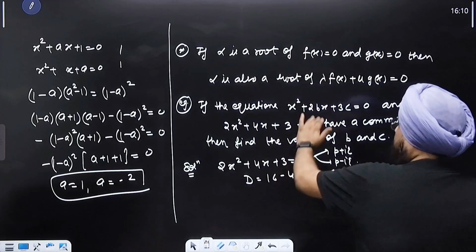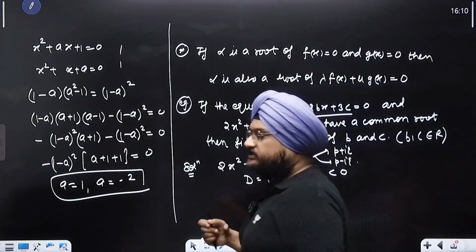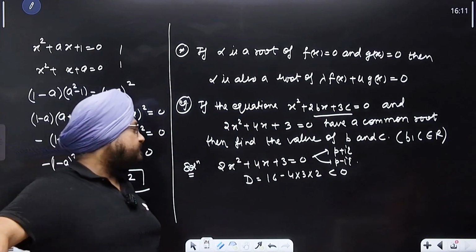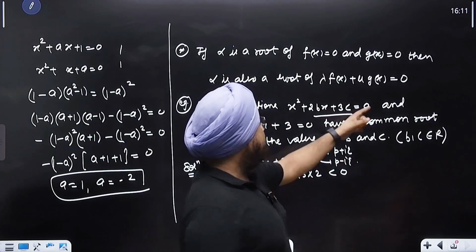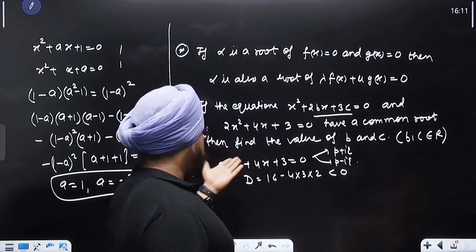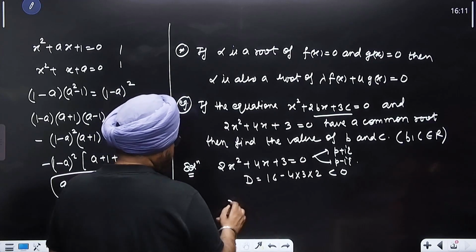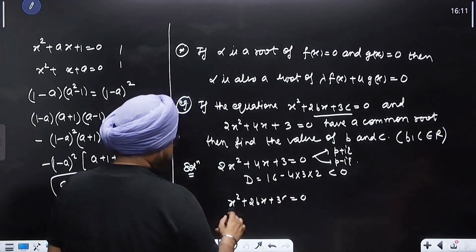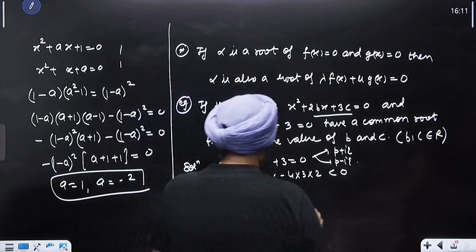These two equations cannot have exactly one root common because b and c are given as real numbers. If the coefficients of a polynomial equation are real, then non-real roots always occur in pairs. So if these two equations had only p plus iq as a common root, that cannot happen, since p plus iq cannot exist separately; it always occurs in a pair. So we have come to the conclusion that these two equations, ax square plus 2bx plus 3c and 2x square plus 4x plus 3, have both roots common.